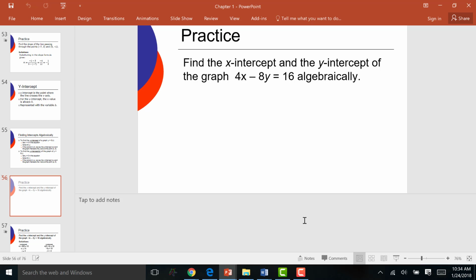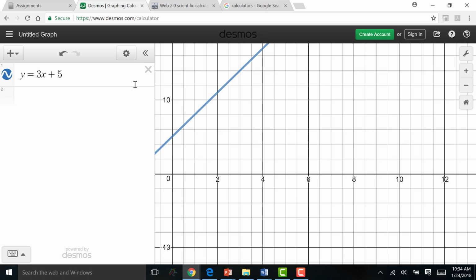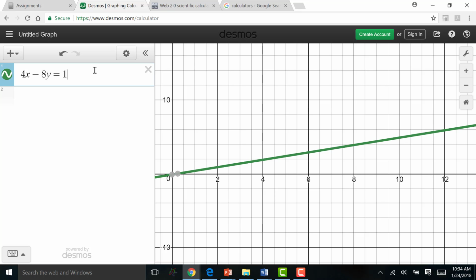Is there a way to do this in Desmos? Sure, you can type this in Desmos just like it is, and it'll tell you where it crosses the x-axis and where it crosses the y-axis. Let me show you so you can see for sure. Delete the equation that's there. 4x minus 8y equals 16.